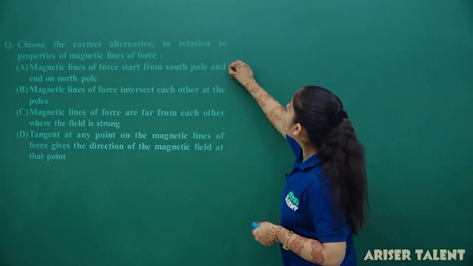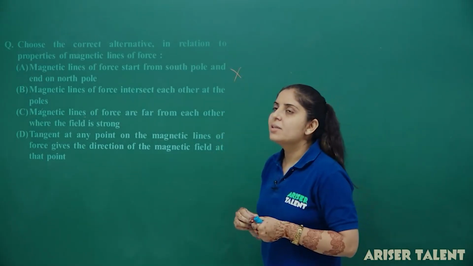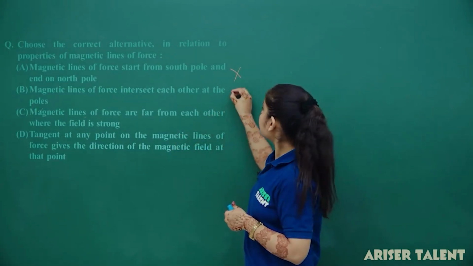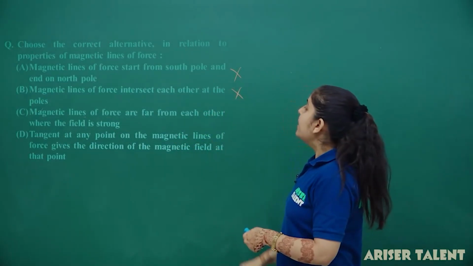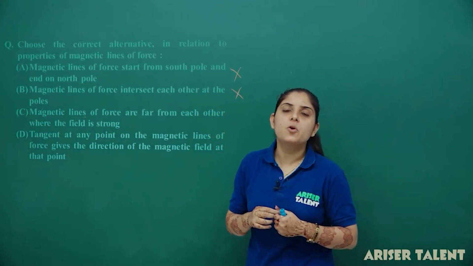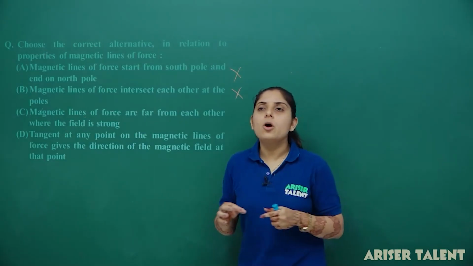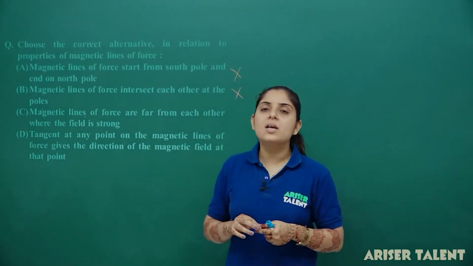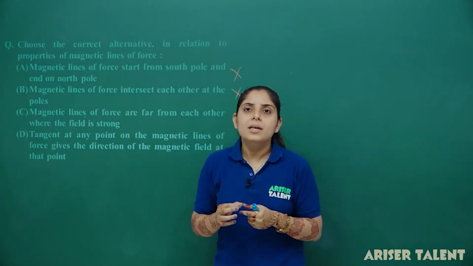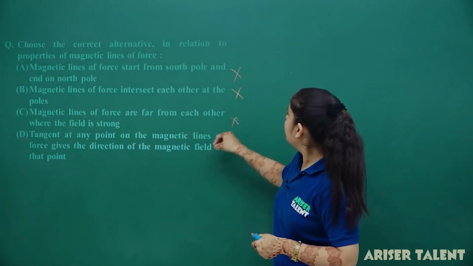Magnetic lines of force intersect each other at poles. They are not going to intersect each other at the poles. Magnetic lines of force are far away from each other when the field is strong. This statement is entirely wrong, because it is not necessary that when the field is large, the lines will be far from each other.